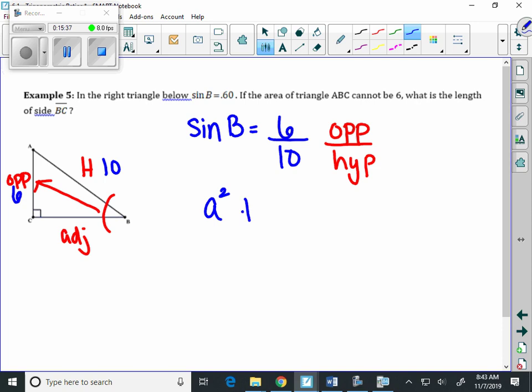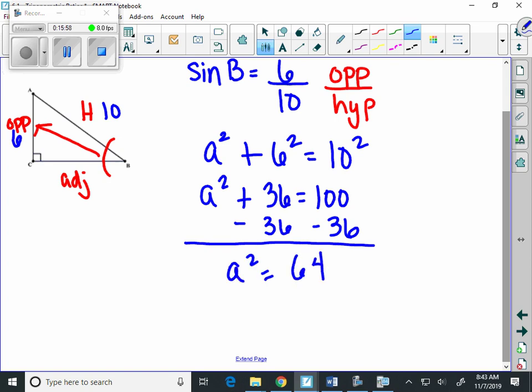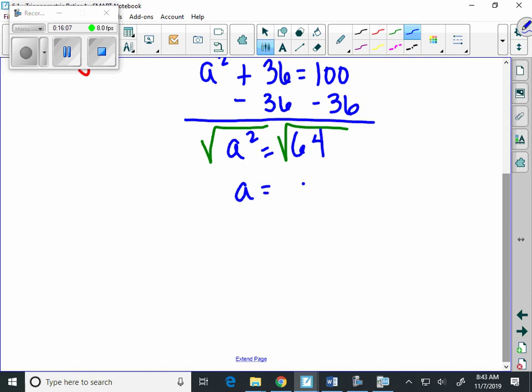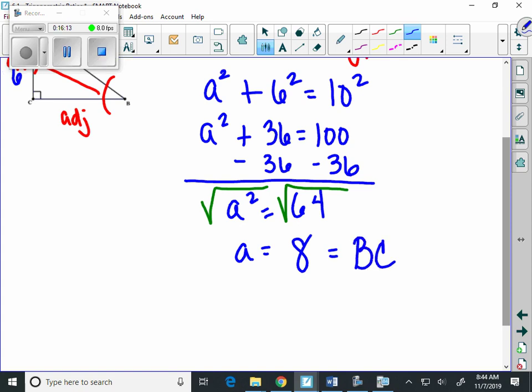But it's a squared plus 6 squared equals 10 squared. So this is a squared plus 36 equals 100. Subtract 36 from both sides, and we get a squared equals 64. And to figure out what the length of BC is, we'll take the square root of both sides. And we end up with a equals 8. So our length here of BC in the triangle is 8. Key on that problem, don't simplify the fraction.